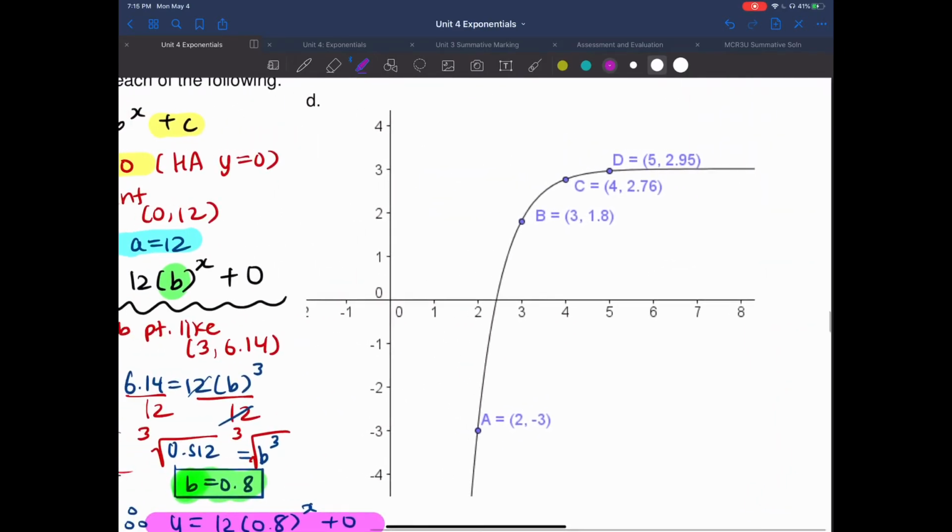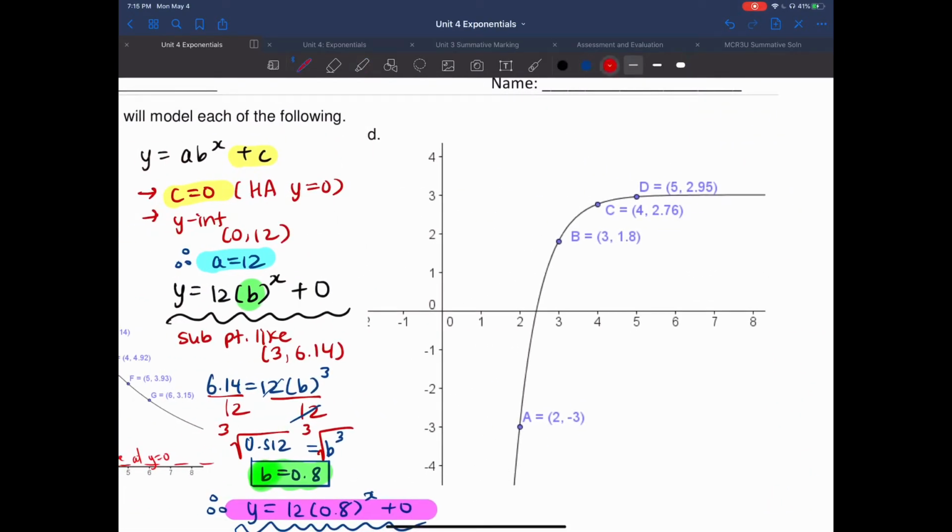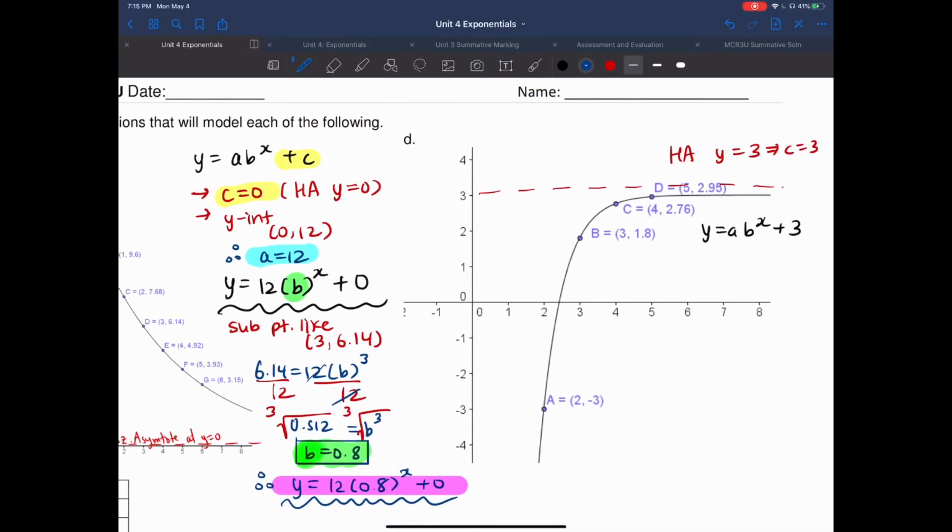So for question d, I'm noticing that, first off, my graph is approaching a horizontal asymptote at y equals 3. Based on that fact, my c value is equal to 3. My graph has basically shifted up 3. So what I have so far is y is equal to ab^x plus 3. At this point, you're going to try to figure out your values. In this case, we have two unknowns by the time I sub in a coordinate. So first I'm going to sub in a single coordinate like (3, 1.8).